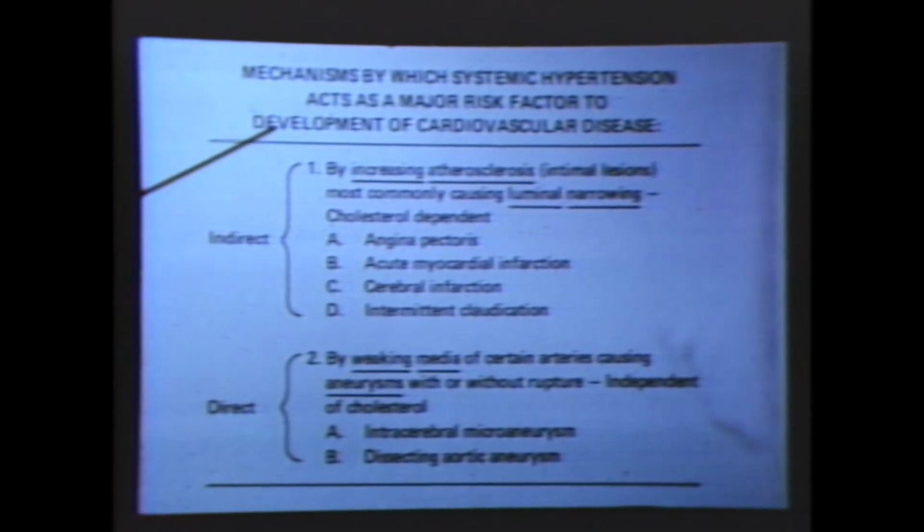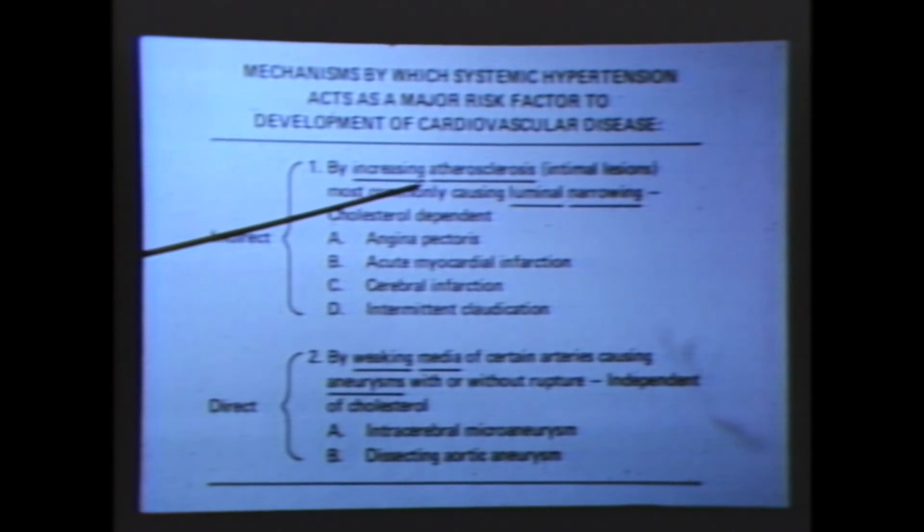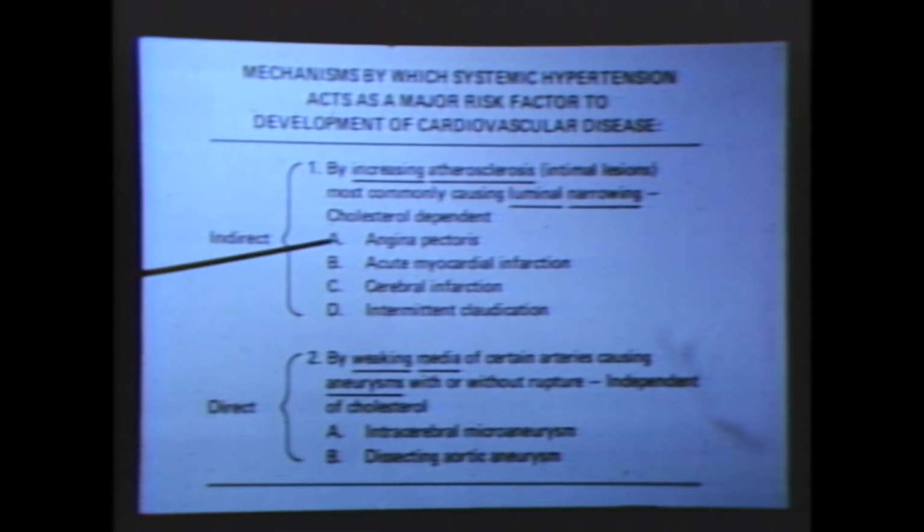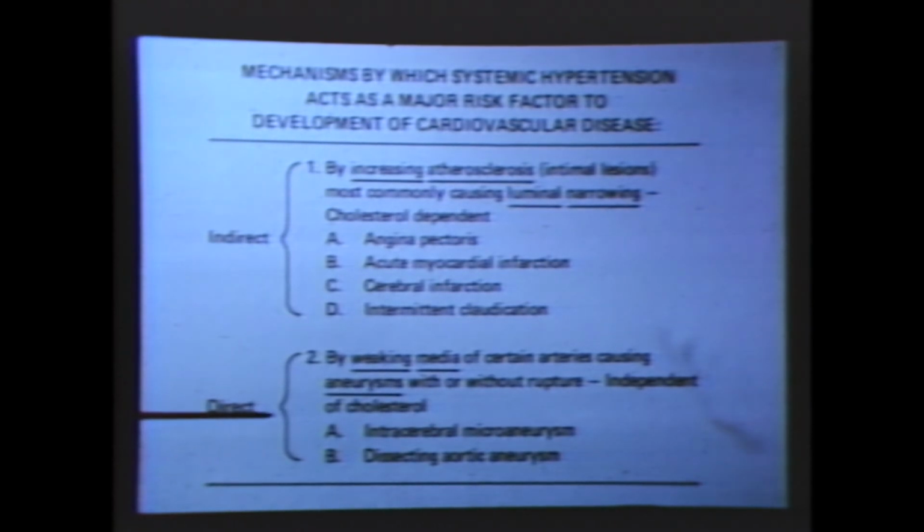I like to think of hypertension. We all know that it, quote, accelerates atherosclerosis, but that's an indirect thing, and it's a cholesterol-dependent thing. In nations where the cholesterol is low, it doesn't do it. The direct effect of hypertension is to weaken the media and cause aneurysms or rupture, and this is where dissection comes in and stroke comes in.